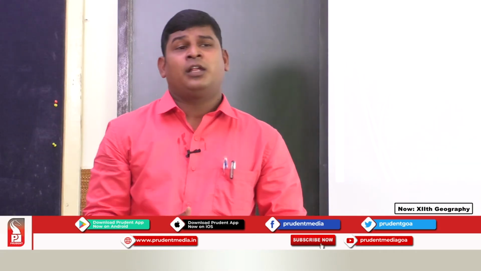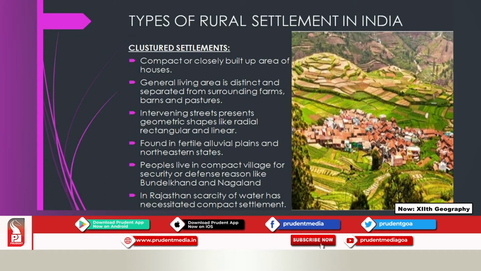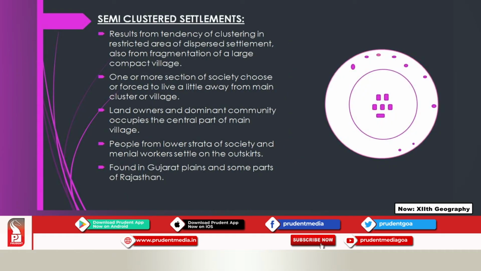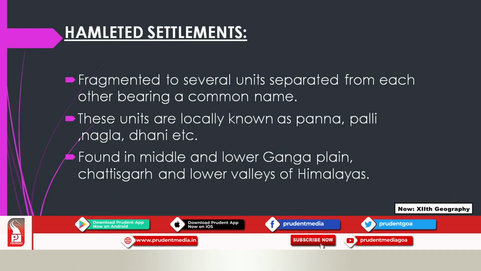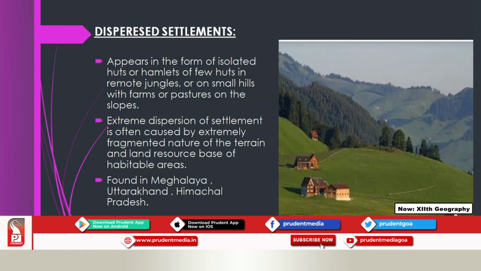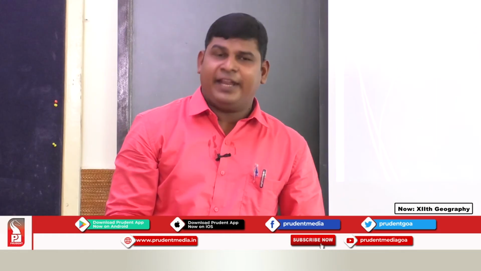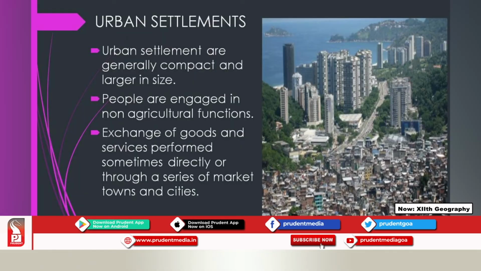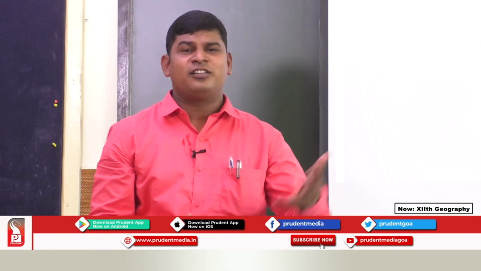I repeat again, you have compact settlements or clustered settlements. Second is semi-clustered. Then you have hamleted, and the fourth one is dispersed. Next, urban settlements. What are the features of urban settlements? Again, we have already learned this.